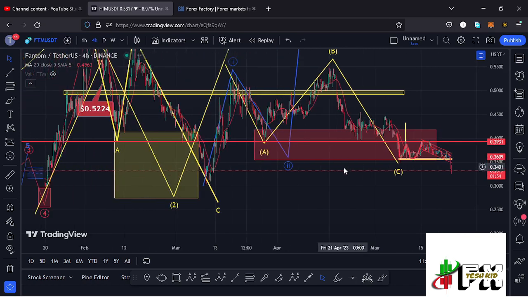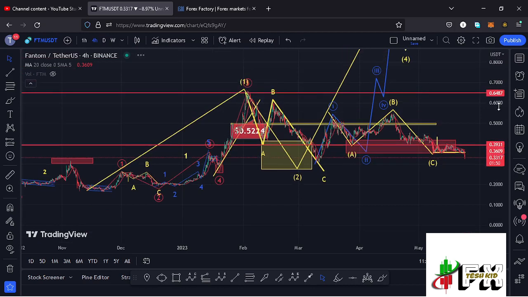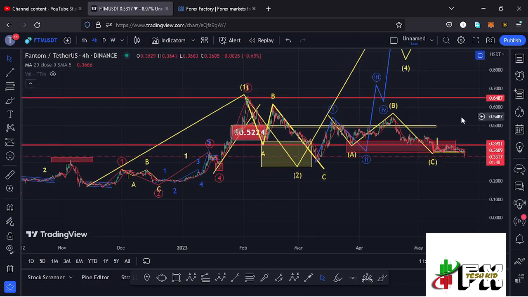And what that means for us is that there are high chances that Fantom is now breaking even further down to give us a reset of the low of this Elliott wave structure that I have right here in yellow.